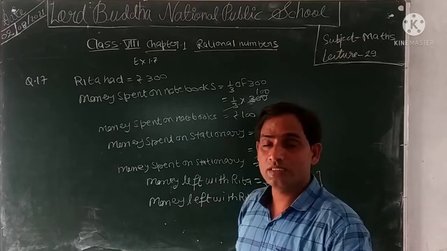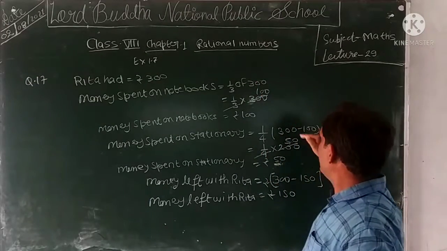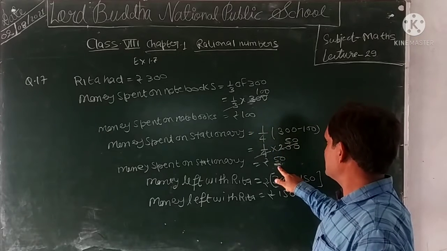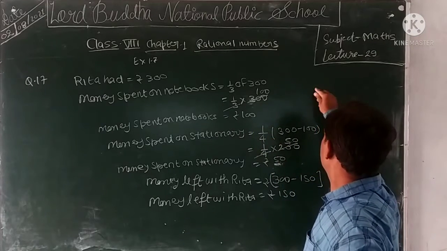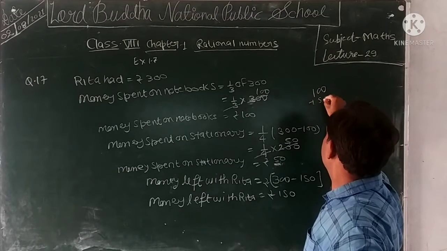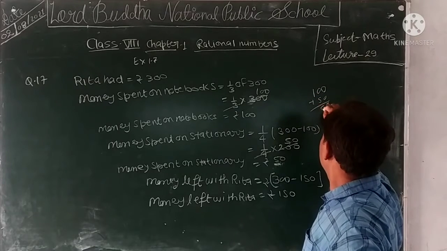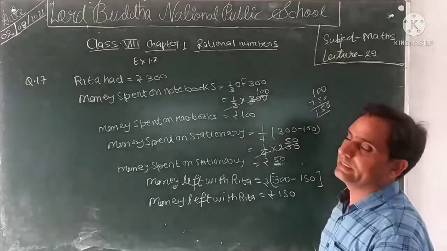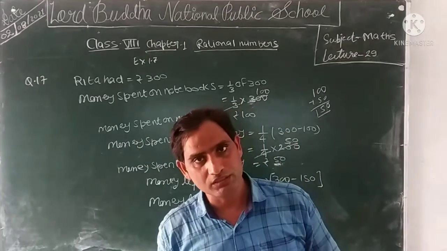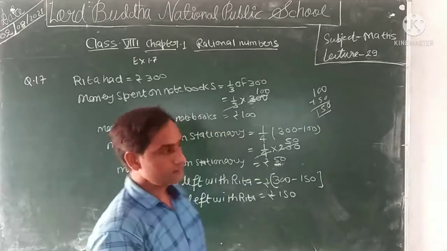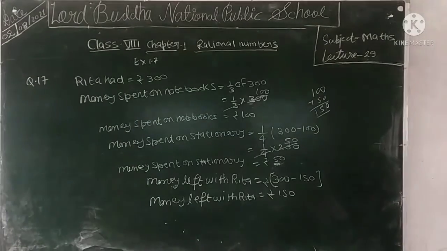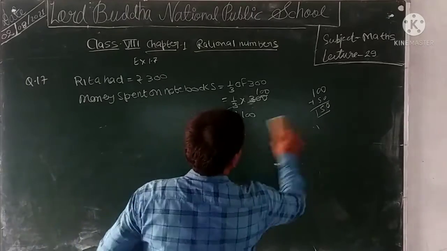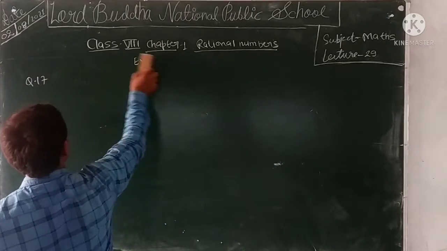The money left with Rita means total money minus money spent. 100 on notebooks, 50 on stationeries. 100 plus 50 means 150. So we subtract 150 from 300 and we get the money left with Rita. Now we solve the second one.